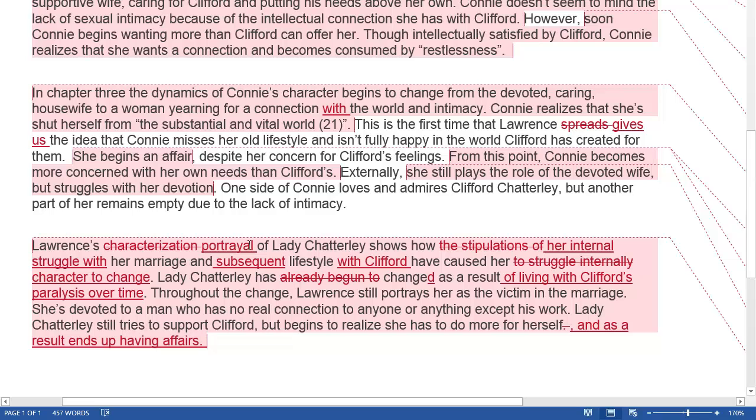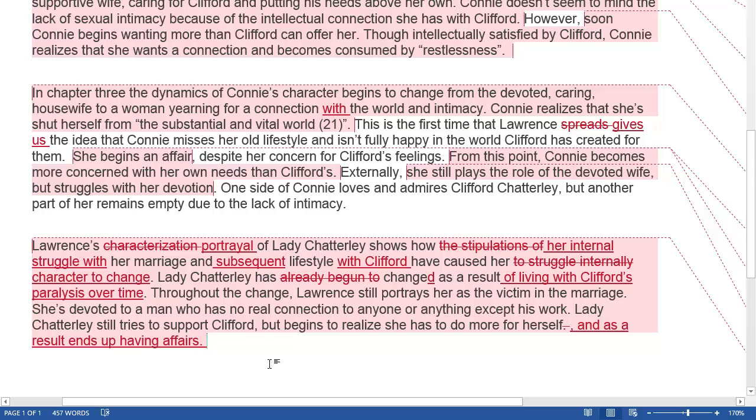So Lawrence's portrayal of Lady Chatterley shows how her internal struggle with her marriage and subsequent lifestyle with Clifford has caused her character to change, which is the exact definition of a dynamic character. In fact, I think I might edit into that the word dynamic character, showing Connie as a dynamic character. All right, and then she just wraps it up.